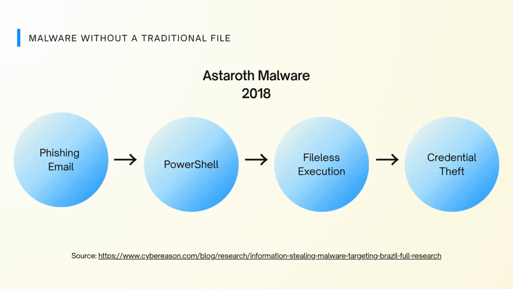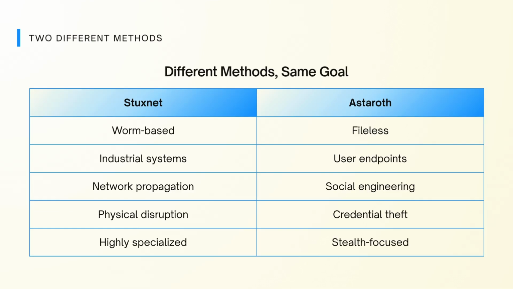On the other end, I looked at Astaroth, a malware campaign from 2018. Instead of dropping a malicious file, it started with a phishing email, then abused PowerShell to run entirely in memory, and used that access for credential theft. There was no traditional file sitting on disk waiting to be scanned, which is exactly what makes fileless malware so hard to catch.